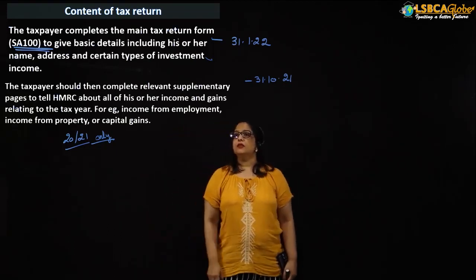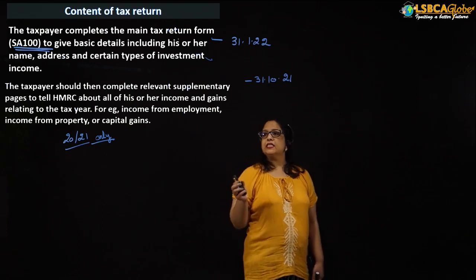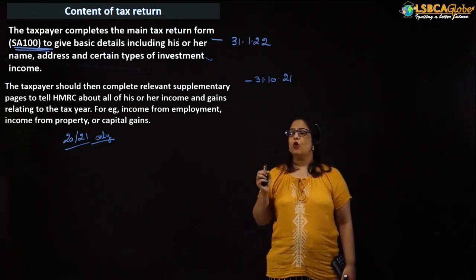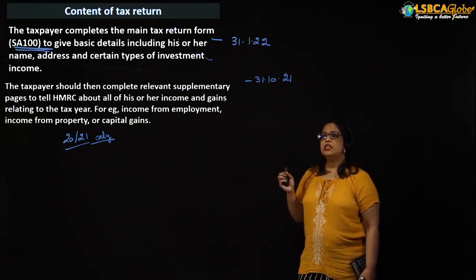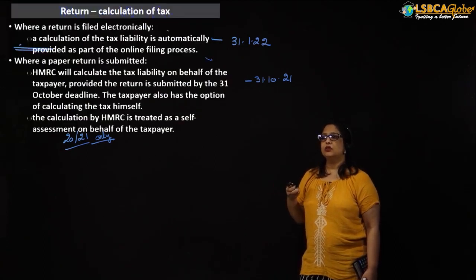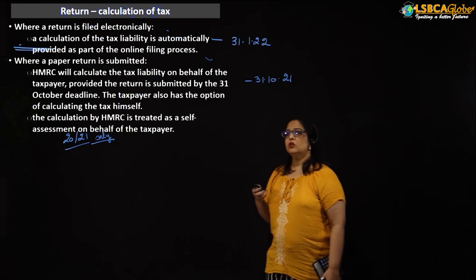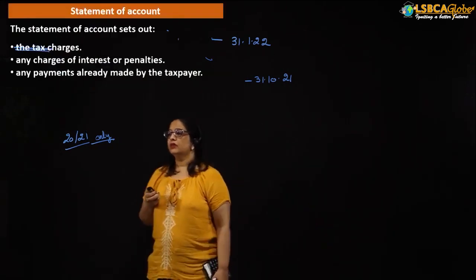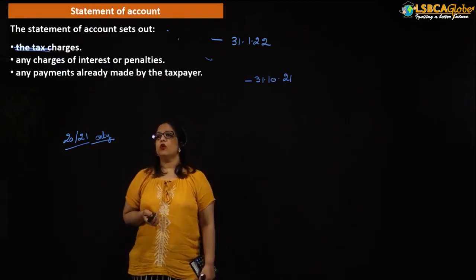The taxpayer completes the main tax return form to give basic details including his or her name, address. We discussed this class earlier also. This we have also done. Okay, now statement of account.